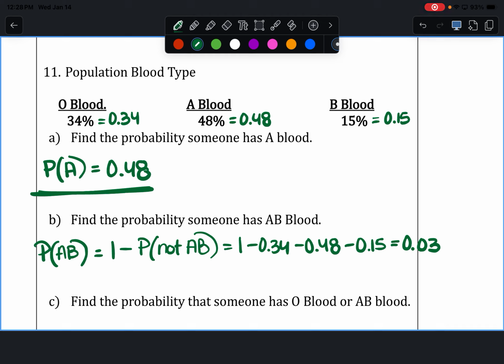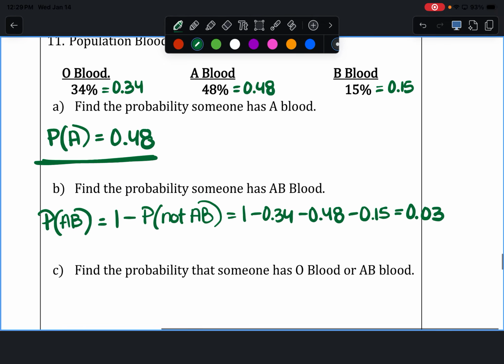Okay. What is 0.03 as a percent? Only 3% of the population has AB blood. Because AB is the universal recipient. So it's the one that can take any blood from any type of person. Whereas O is the universal donor. It can donate blood to anybody.